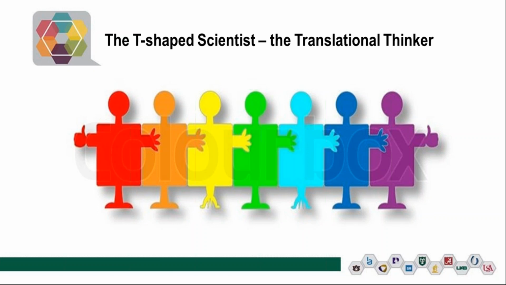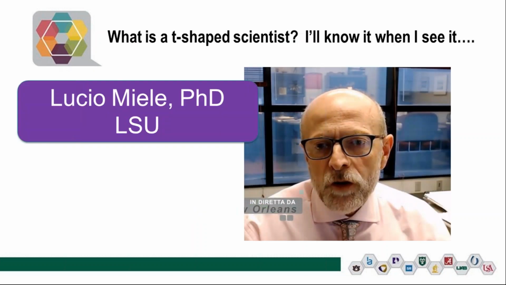Can I tell you what the characteristics are? I started off with, well, I don't know what it is, but I can recognize it when I see it, right? And so this is a scientist. He's a PhD. His name is Lucio Miele, and he's down at LSU. He's actually part of the executive committee of the CCTS and our partner network. And I've had the pleasure of working with him for about 2 or 3 years now.